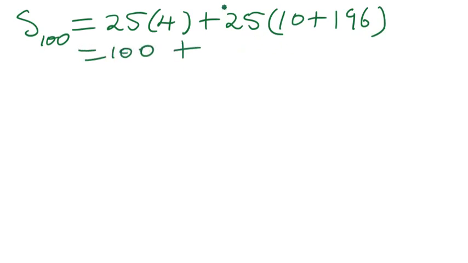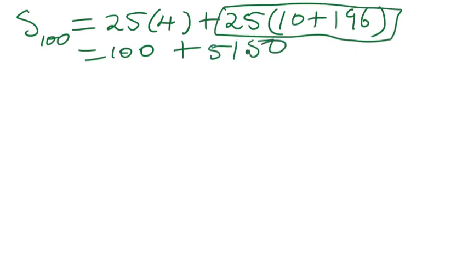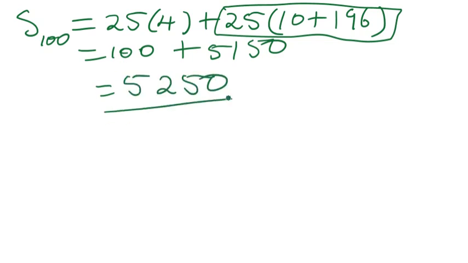When we press our calculator on this part, what we get is 5,150. When we add 100, we get 5,250. That is the answer, the sum of the 100 terms.